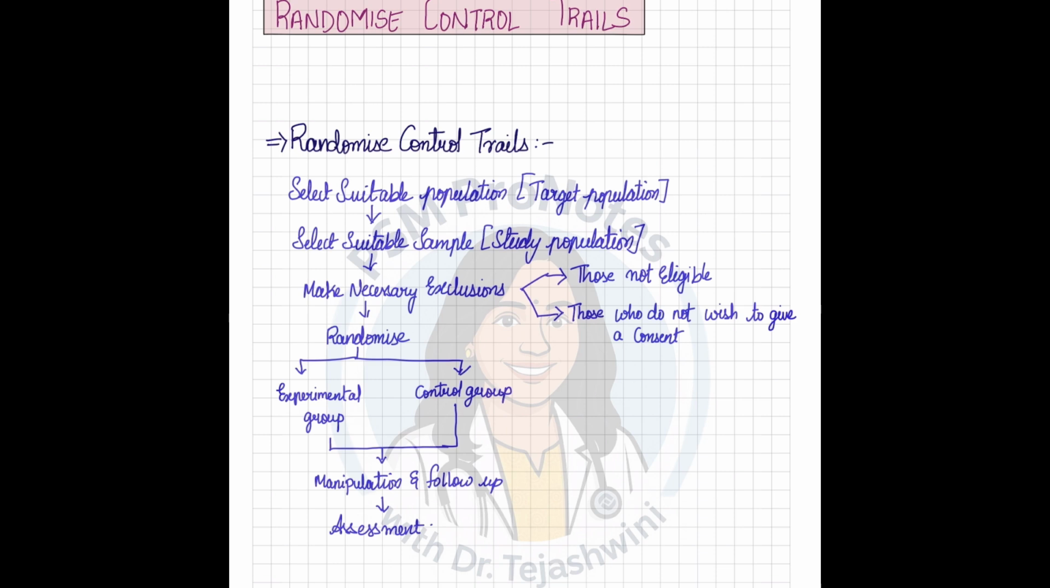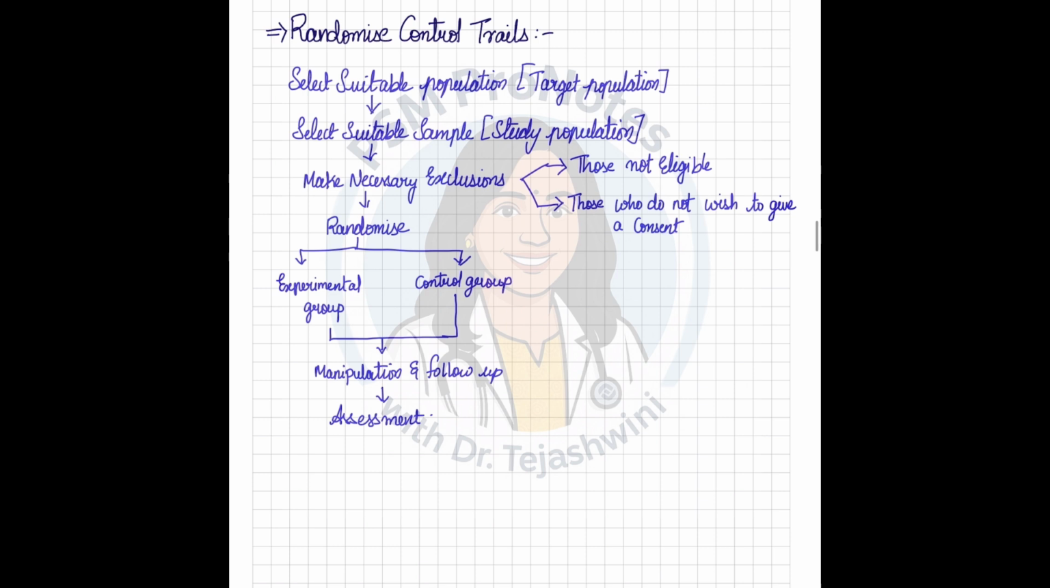Steps in randomized controlled trials. Selecting suitable population. Researchers first select the target population, ensuring they are appropriate for the study. For example, if testing a new drug for hypertension, the target population would be individuals with high blood pressure. Selecting suitable sample. A suitable sample is selected from the target population. Eligibility criteria are used to ensure that only individuals who meet the study requirements are included. Exclusion criteria are applied to remove individuals who should not be part of the study.